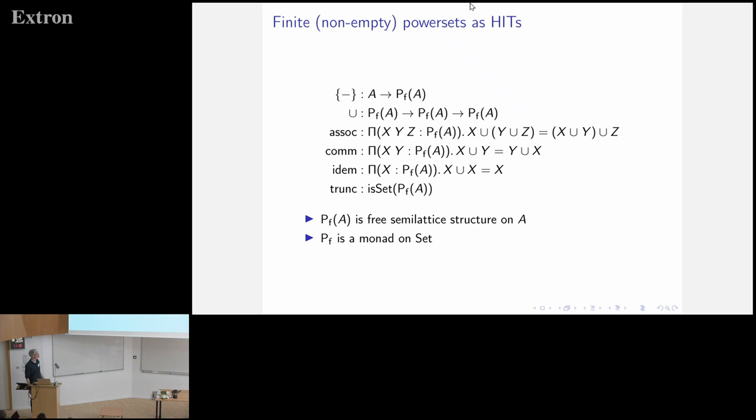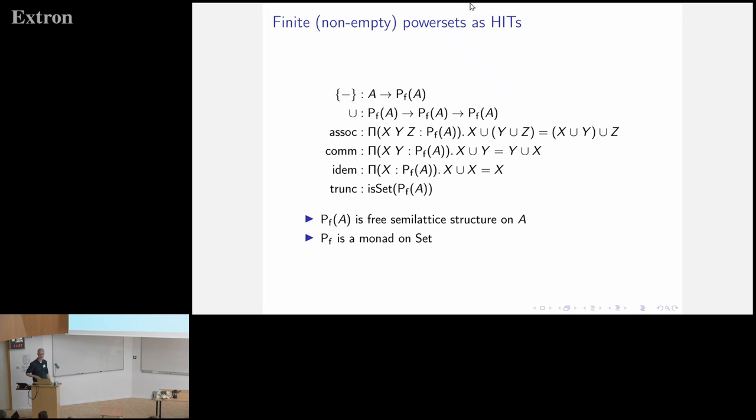Right, and so the other construction here was the finite power set, which can be modeled as a higher inductive type this way here. So there's a construction for singletons, there's a union operation, and then there's constructions stating that union is associative, commutative, idempotent, and that the finite power set is indeed a set. And so this is just the free semilattice structure on A, and just by this freeness property here, you can prove that, again, this is also a monad on the category of h-sets in type theory.